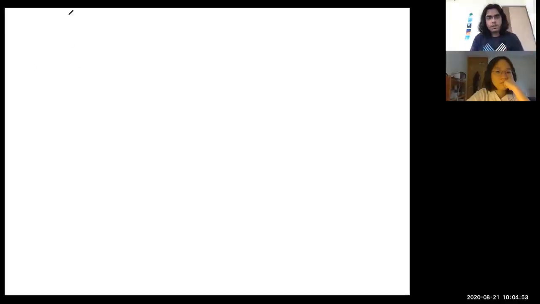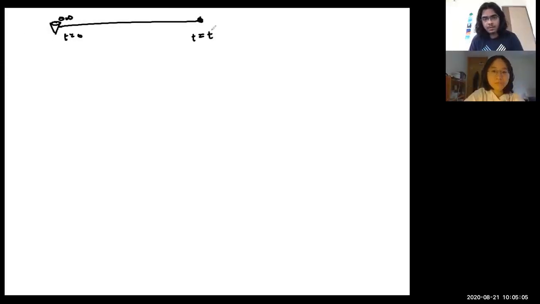Now, the next part of the question is to actually find out the time taken by the ant to reach the end of the string. So the question reads, show that the time T taken for the ant to reach the end of the string is given by uT equals a times e to the k minus 1, where k is u over v. So now I'll just give a refresher. There's an ant that's starting from here at t equals 0, and it's reaching this point by t equals capital T, right?